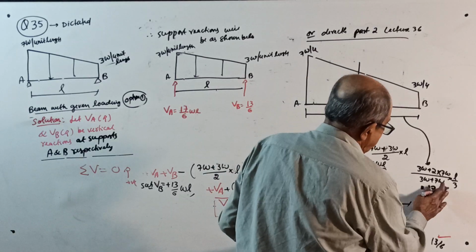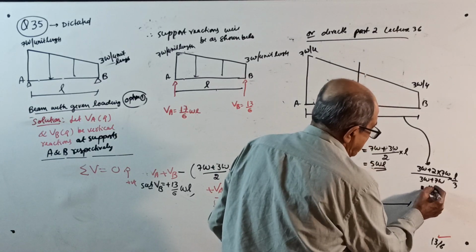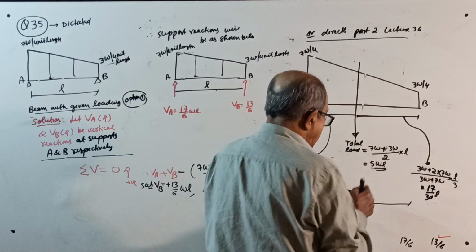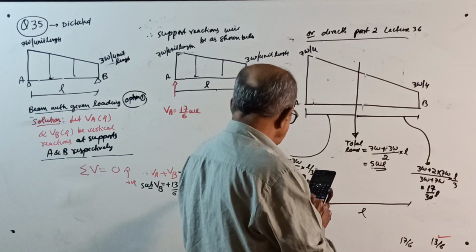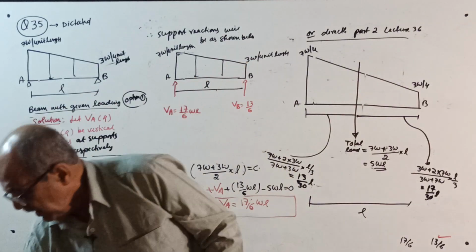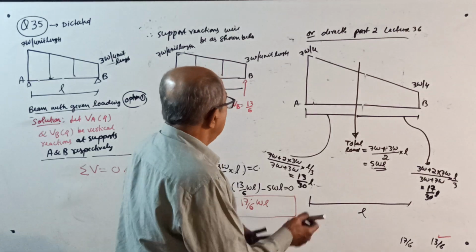17 by 30. No, 17 by 30. How did I check it? 17 by 30 L. Because the sum of these two should be L. 17 by 30 plus 13 by 30 should be 1. Yes, 1. Okay.